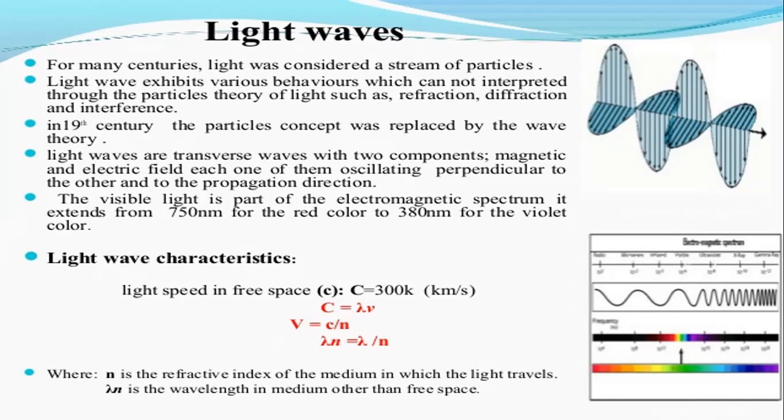So coming to the VIBGYOR colors. So light waves can be classified into the VIBGYOR colors, that is violet, indigo, blue, green, yellow, orange, red. So from the first color to the last color.